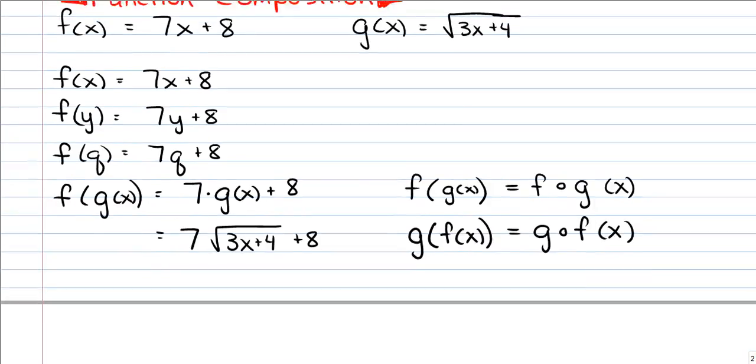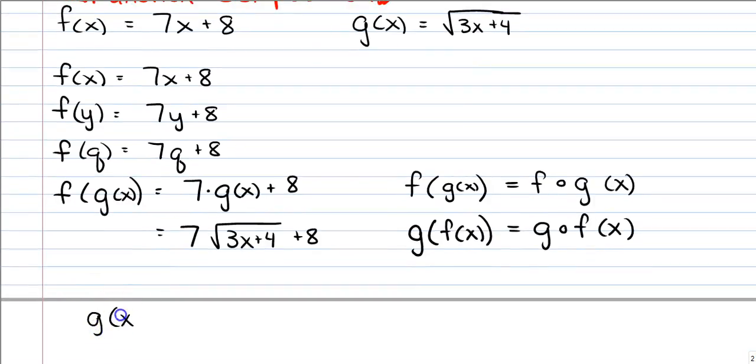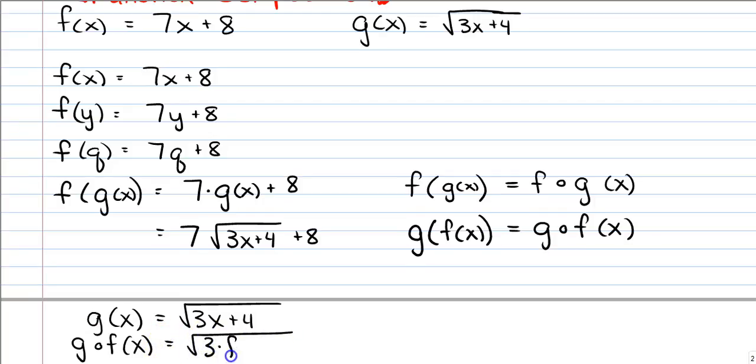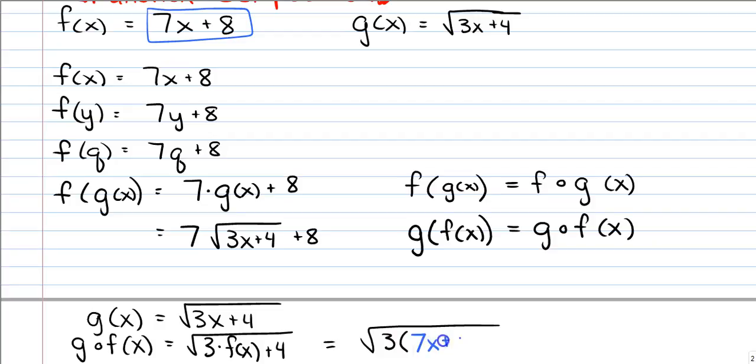Well, if g of x is the square root of 3x plus 4, g dot f of x, that's the square root of 3 times f of x plus 4. So we're going to put f of x in for x in this function. That's the square root of 3 times f of x, 7x plus 8, plus 4.